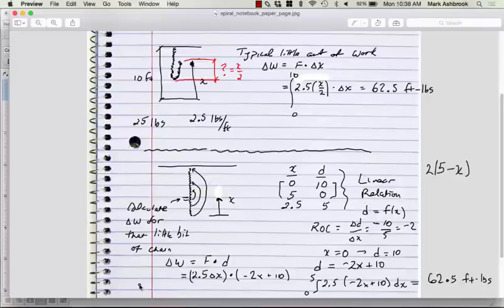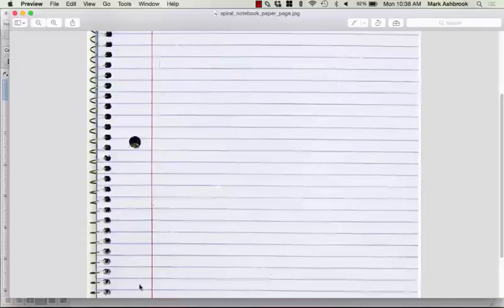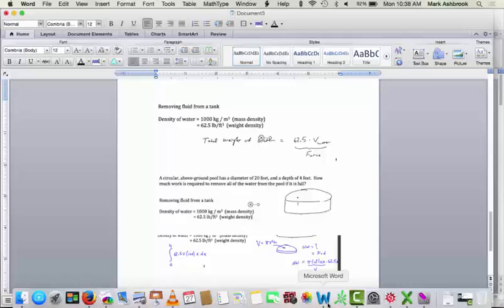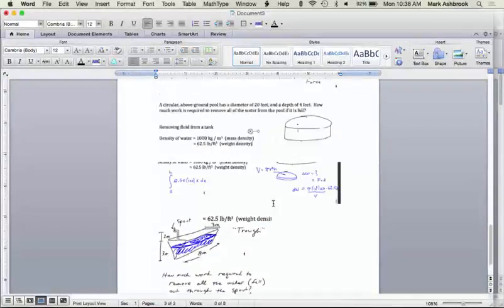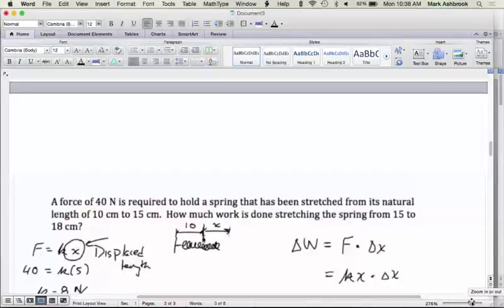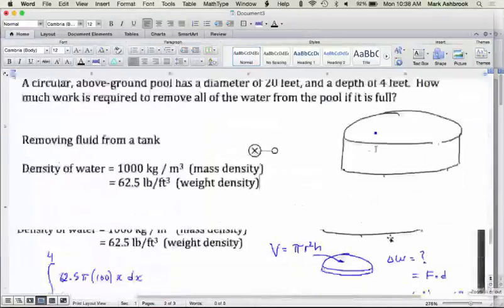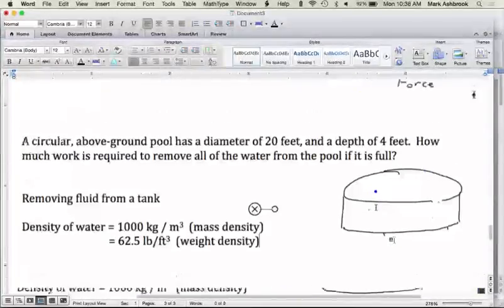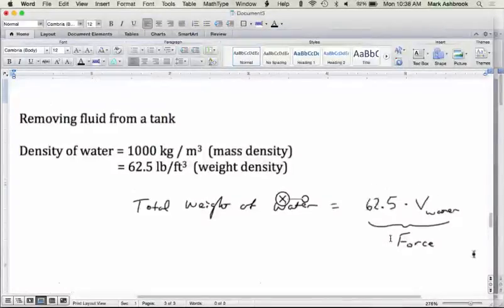Okay. So let's look at emptying, removing fluid from a tank. Okay, so the work for removing fluid from a tank.